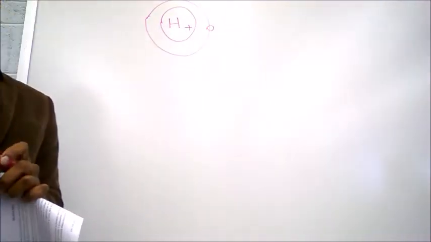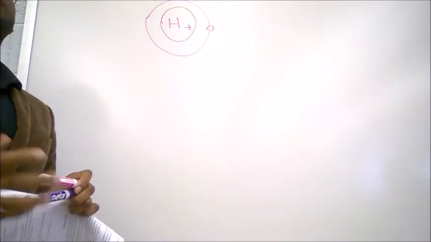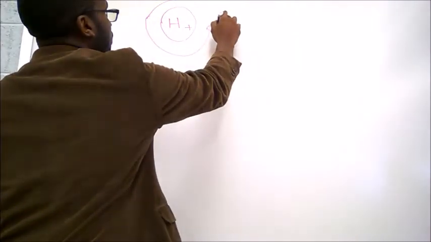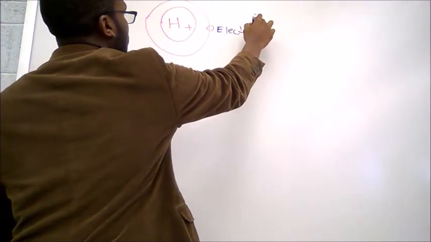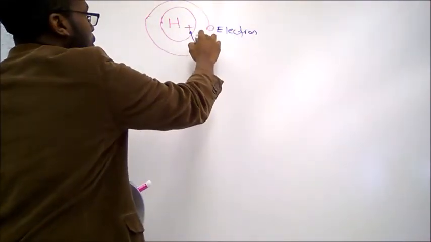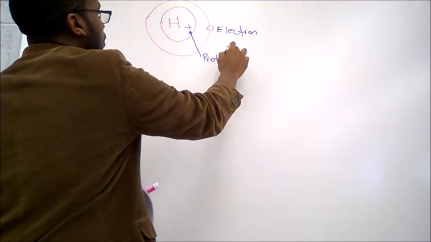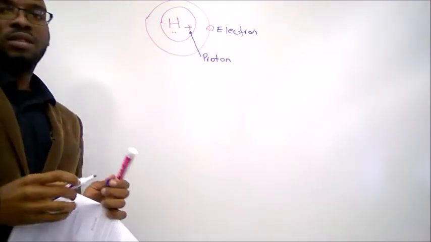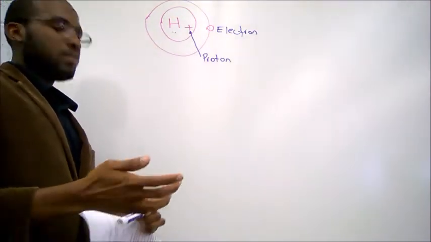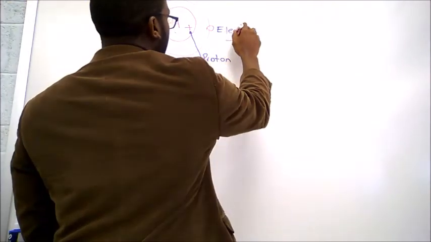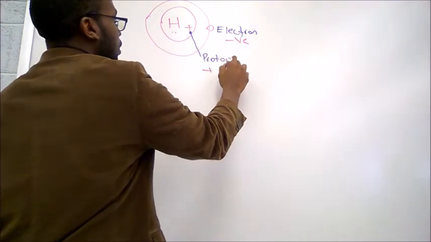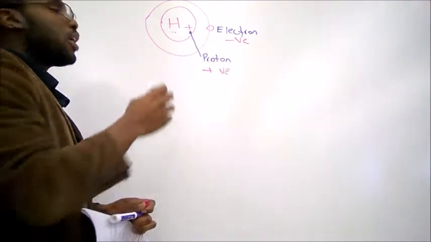Okay, so here we have a hydrogen atom. What are the parts of this hydrogen atom? Electrons. Someone else? And proton. And we have neutrons. What kind of charge does the electron have? Negative charge. And the proton? Positive. And the neutron? Neutral. No charge.